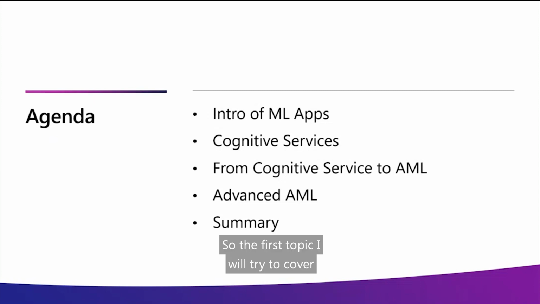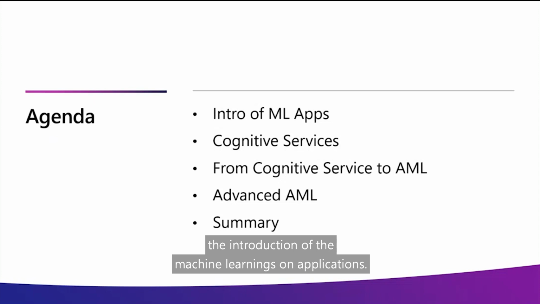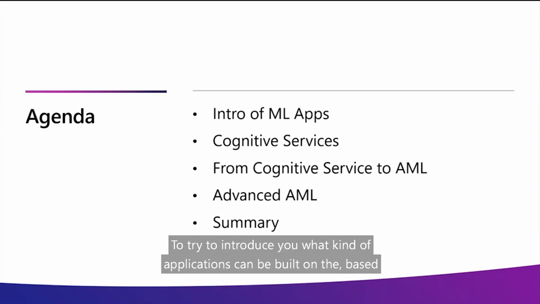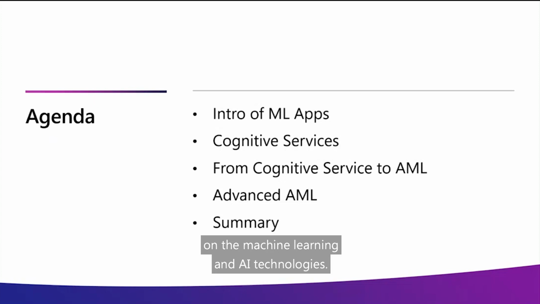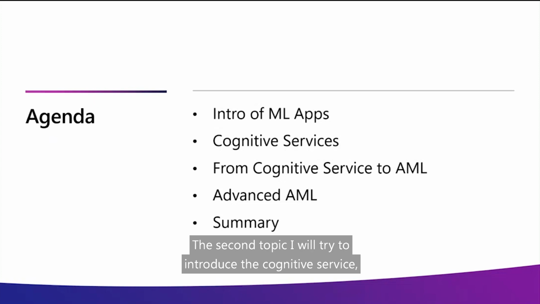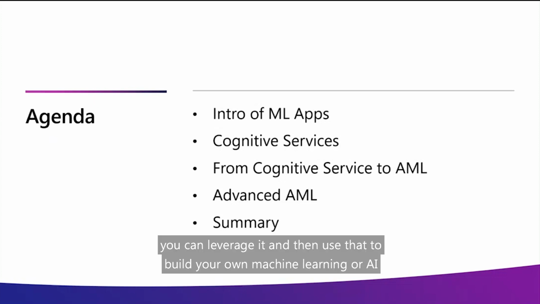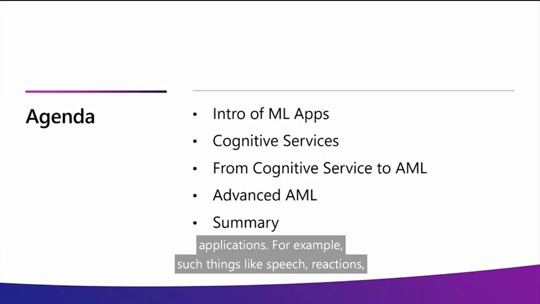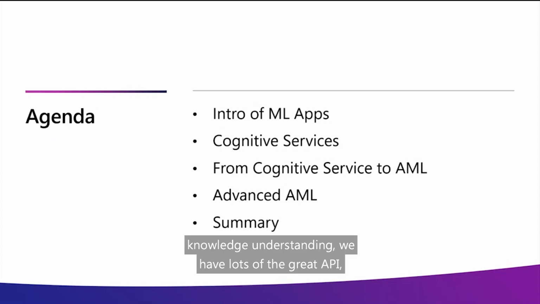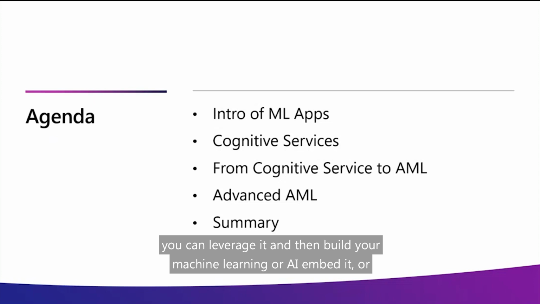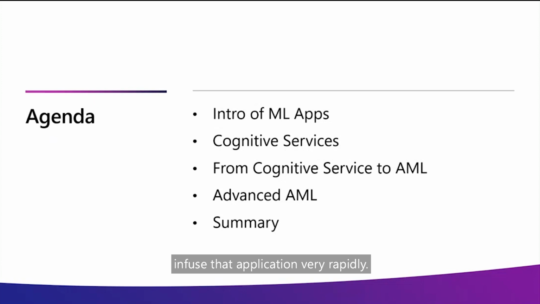For the first topic, I will cover an introduction to machine learning applications, to show you what kinds of applications can be built based on machine learning and AI technologies. The second topic, I will introduce Cognitive Services, which are our pre-built API solutions. You can leverage them to build your machine learning or AI applications, for example speech recognition and language understanding. We have lots of great APIs you can use to build machine learning or AI infused applications very rapidly.